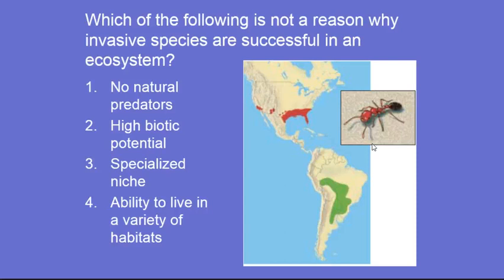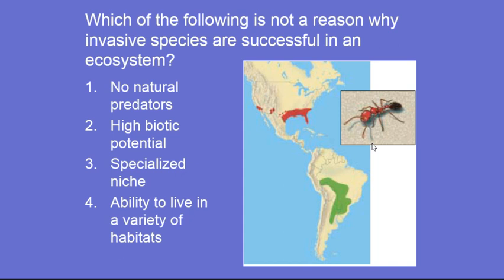Well, they have no natural predators typically. There's nothing to keep them in check. They have high biotic potential. They usually reproduce very rapidly. They're able to utilize resources very well. They have broad niches, right? They can live in lots of different habitats, which is what allows them to move to someplace slightly different, or even really different, as the case may be.